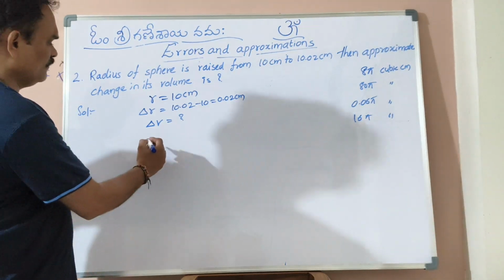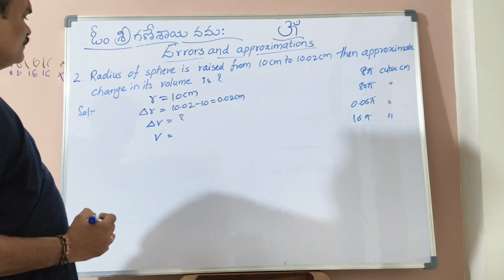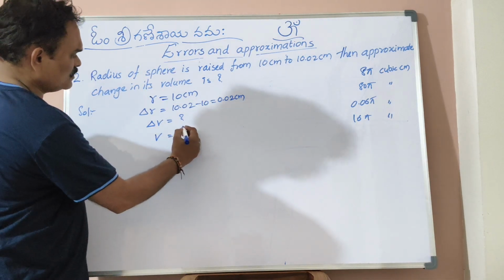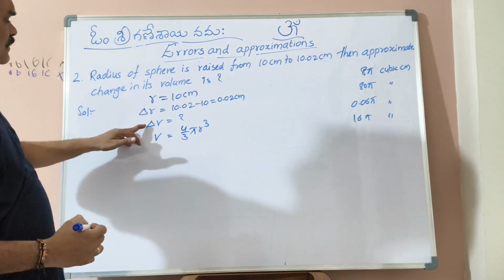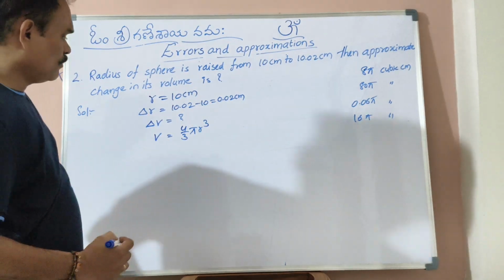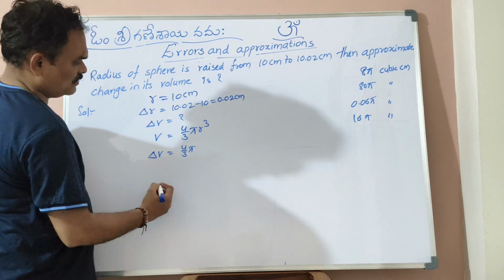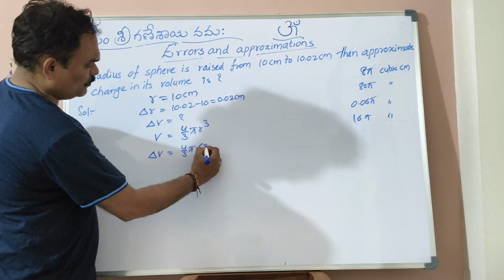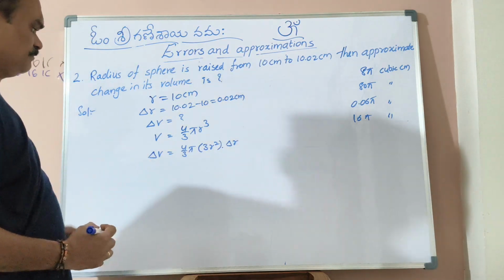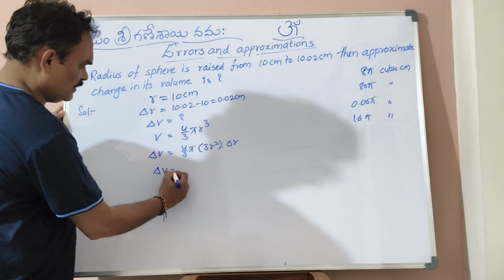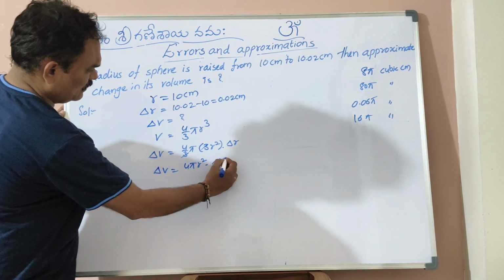So for that we need a formula between the volume of the sphere and the radius of the sphere. So the volume of the sphere equals 4 by 3 pi r cube. So we want to calculate delta V. Take differentials on both sides. So delta V equals 4 by 3 pi, which is constant. The derivative of r cube is 3r square. Write the differential of r, delta r. So delta V equals, this 3 gets cancelled, 4 pi r square into delta r.